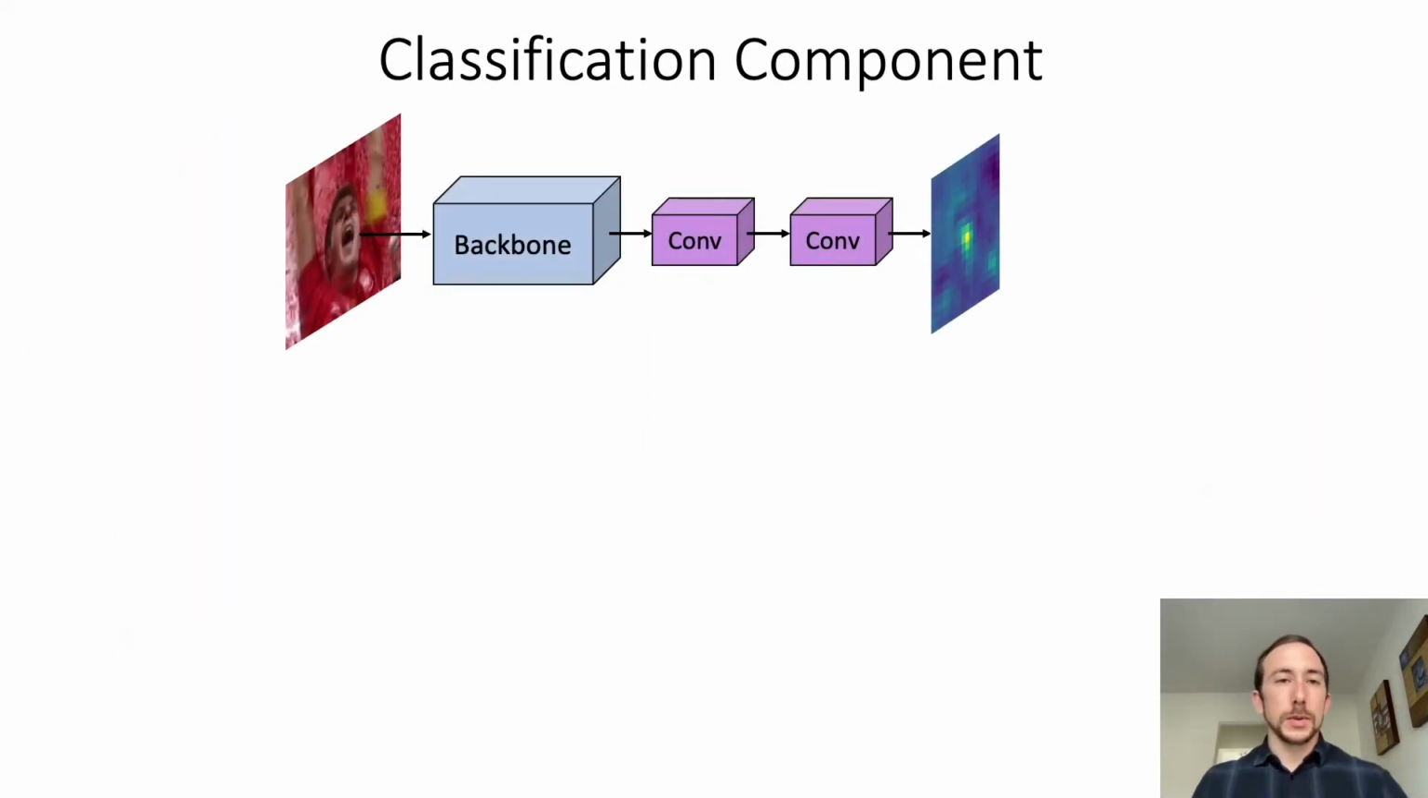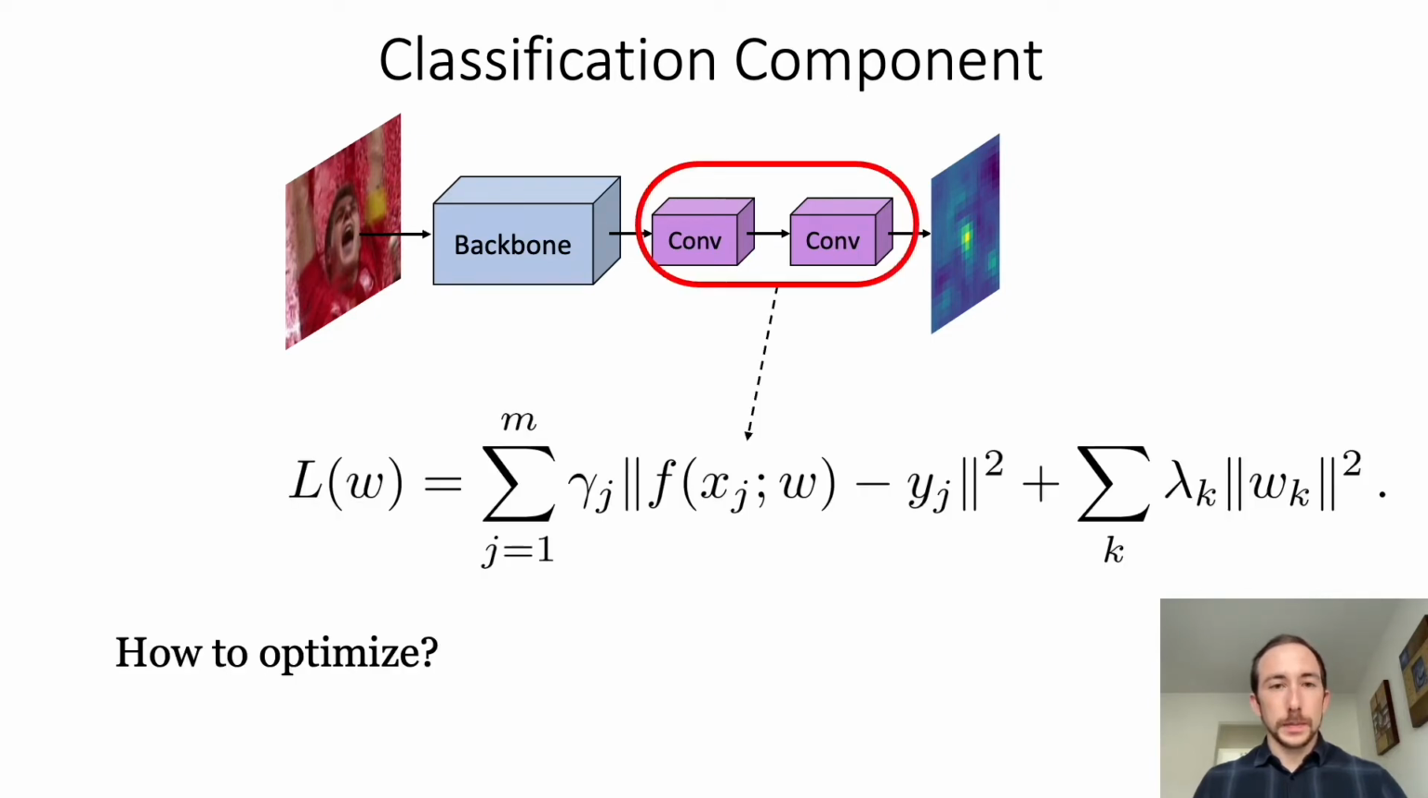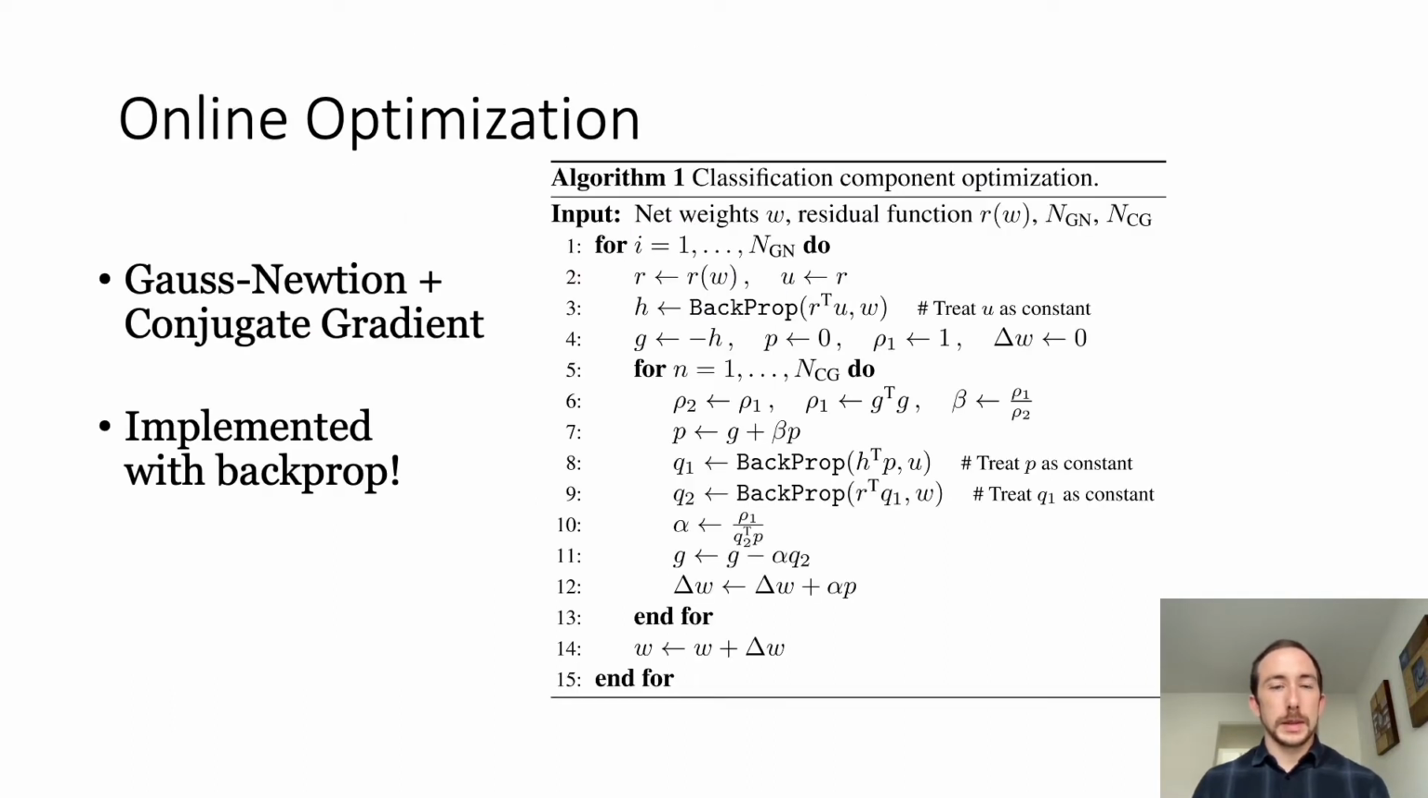More relevant for this talk, we also completely redesigned the classification component in ATOM. Here we considered a classifier consisting of two convolutional layers which we want to learn online during tracking. And this we do again given a discriminative least squares objective. The question now is how can we optimize this objective online? For this we implemented a very efficient online optimization algorithm based on Gauss-Newton and conjugate gradients. And the key thing here is that we could implement this using only differentiable programming, so basically using backprop.